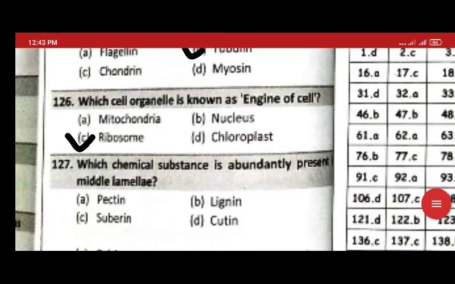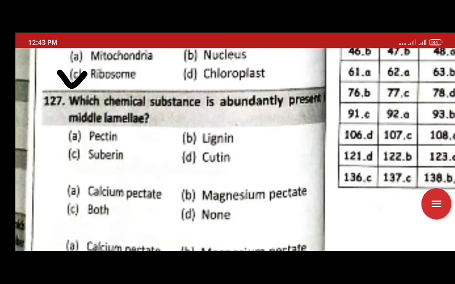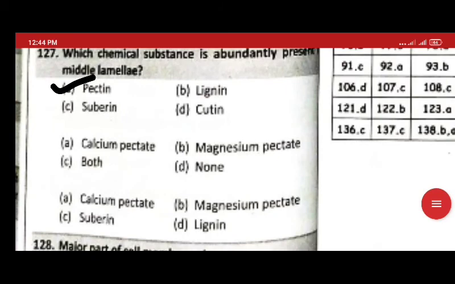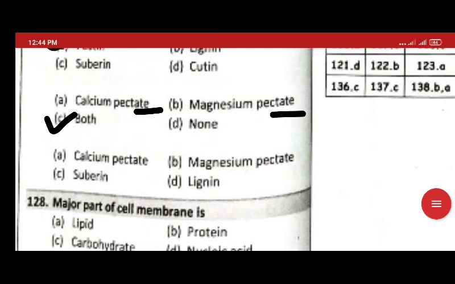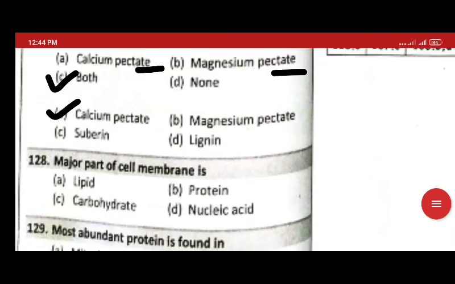Now we have 127, which chemical is present in the middle lamella? Pectin is mostly present. So A is right. And both calcium and magnesium, so C is also right. And here calcium is mainly for the balance. So option A is right.